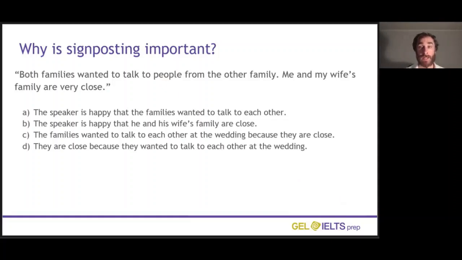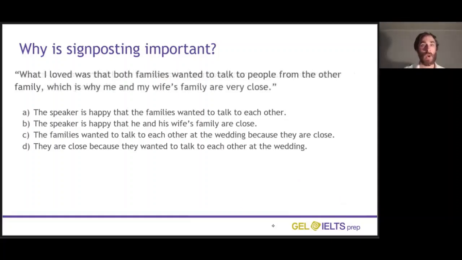Now I'm going to add some discourse markers. What I loved was that both families wanted to talk to people from the other family, which is why me and my wife's family are very close. Okay, so we've added 2 discourse markers here. What I loved was that, and which is why.